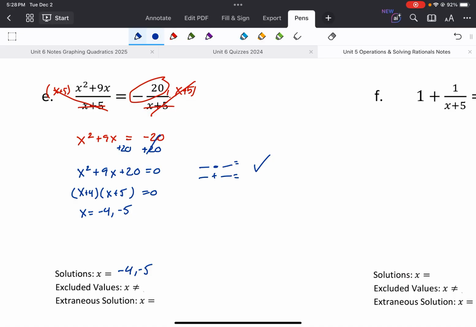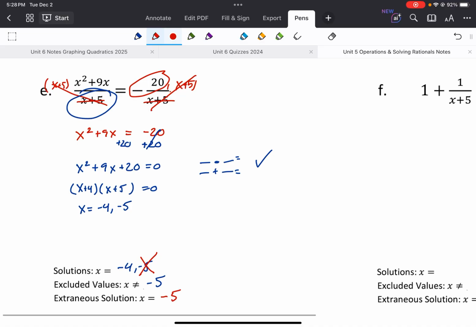Excluded values. So what makes the bottom 0? If we come back to here, what would make that 0 would be -5. If you remember last time in class, we talked about this, but just in case you weren't here, excluded values are solutions that cannot work. And if your solution is the same as an excluded value, then that is not actually a solution. It is called an extraneous solution, okay? So we would get rid of one of our solutions and write it as an extraneous solution.